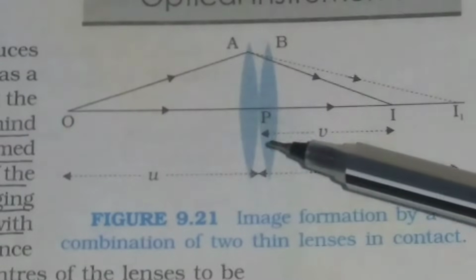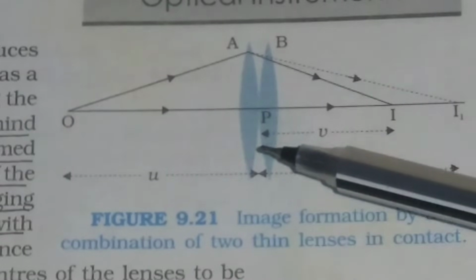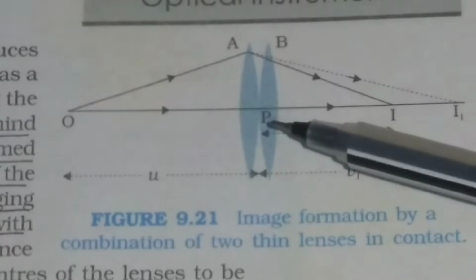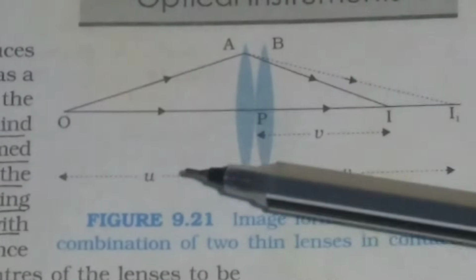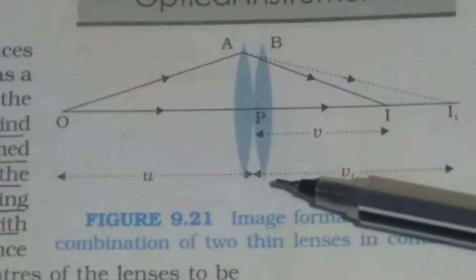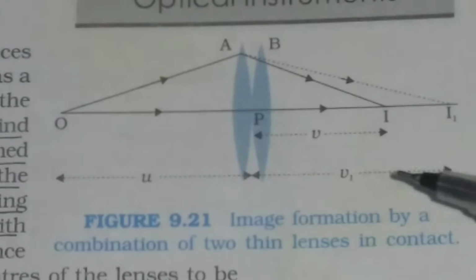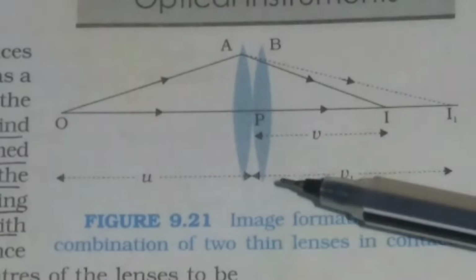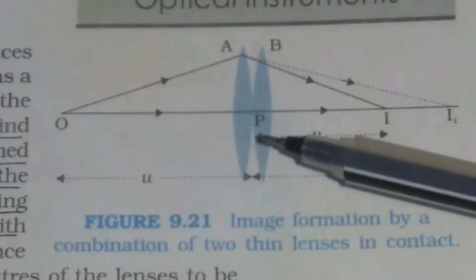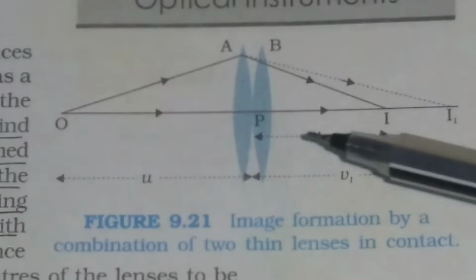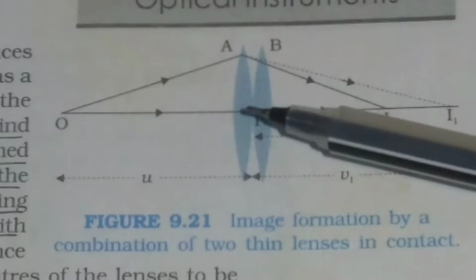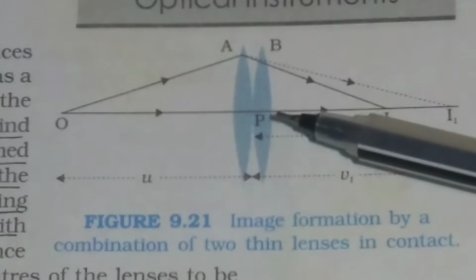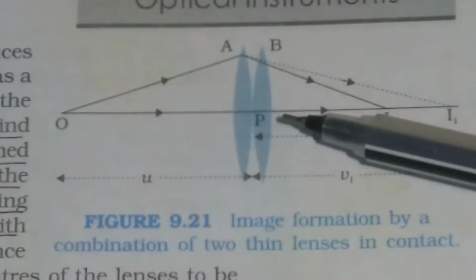Since the two lenses are thin, all measurements are done from the central point P. Here suppose you take the object distance is U, and for the first lens the image distance is V1, and for the second lens the object distance is V1, and for the second lens the image distance is V, and for the lens A the focal length is f1, and for the lens B the focal length is f2.